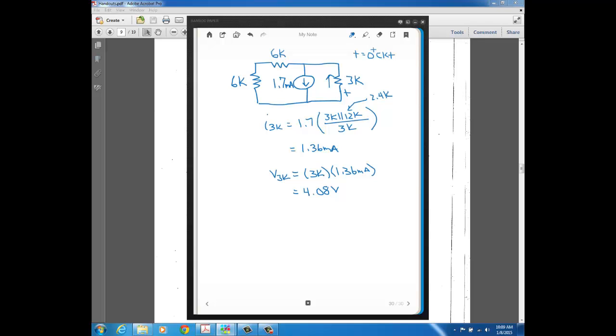current enters the resistor. Alright, so this finishes up the topic of first order transient analysis. And now, for the rest of the quarter, we'll be analyzing AC circuits. So we'll start AC circuits in the next video.